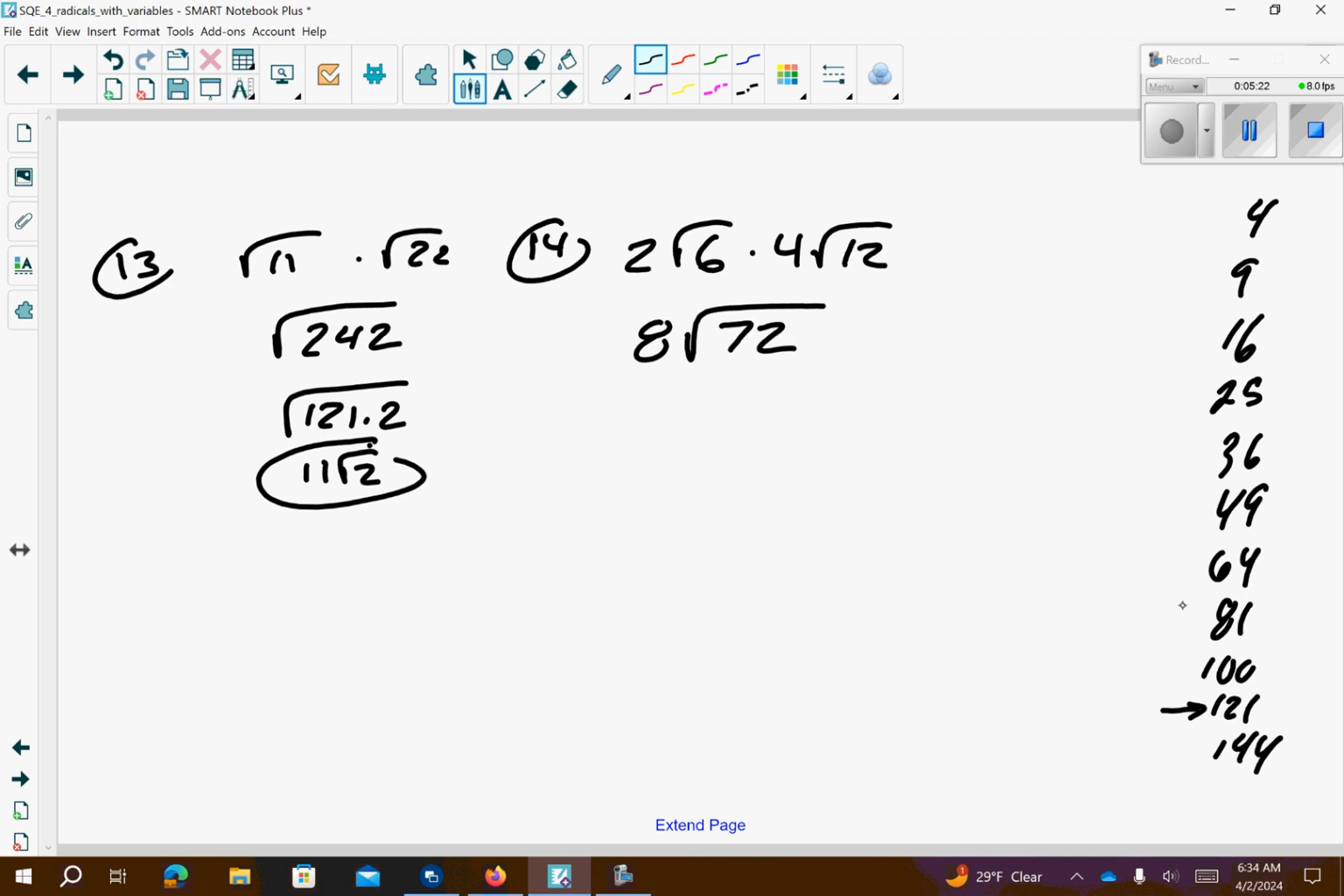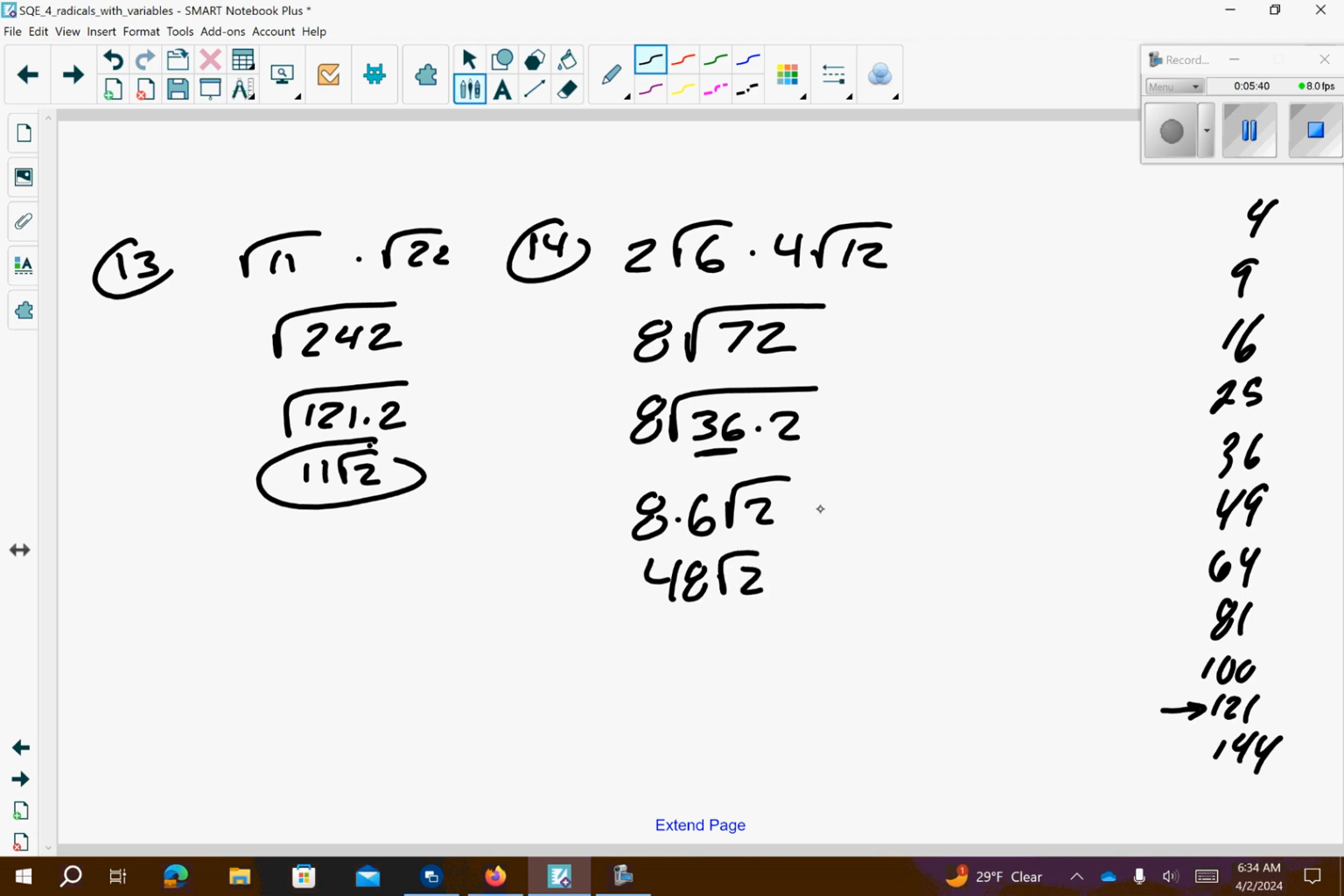So let's break 72 up. 72 falls here. So I'd say 36 times 2 is 72. What's the square root of 36? Well, it's 6, and that 6 is going to join that 8 outside. So that's going to give me 48 root 2.